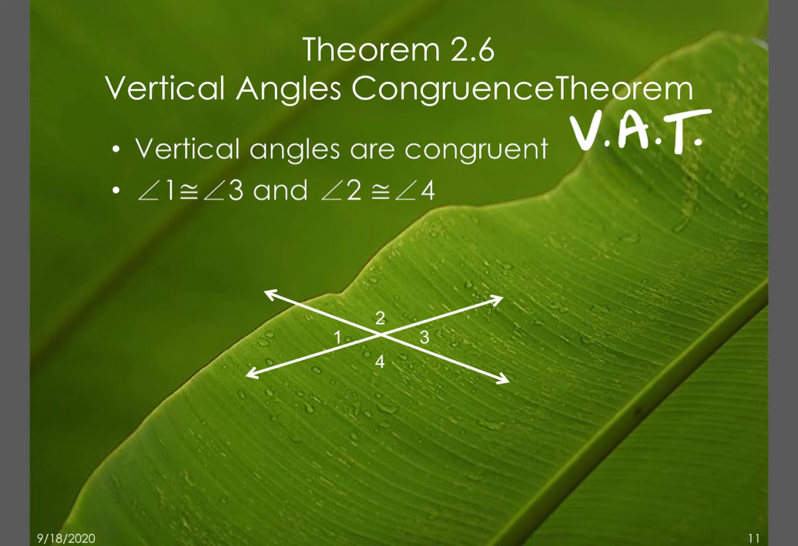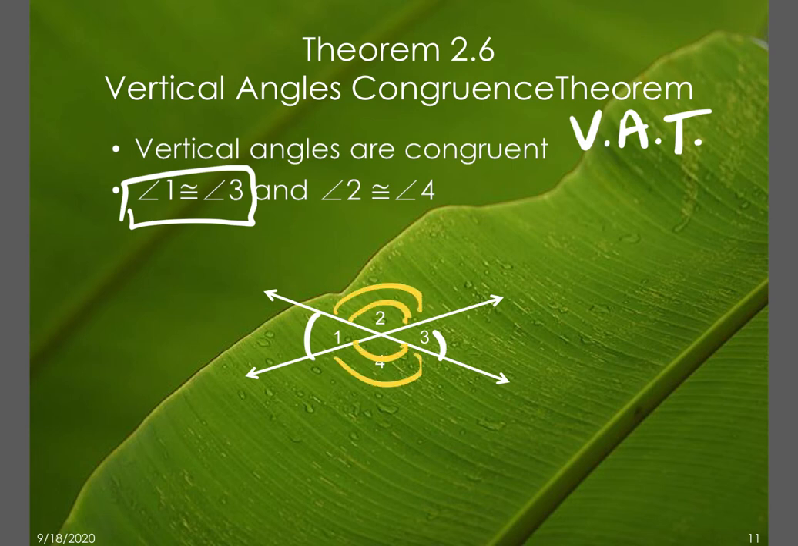So in that diagram, the measure of angle 3 and 1 would be equal to each other, and the measure of angle 2 and 4 would be equal to each other. And that reason would be vertical angle theorem, or VAT.